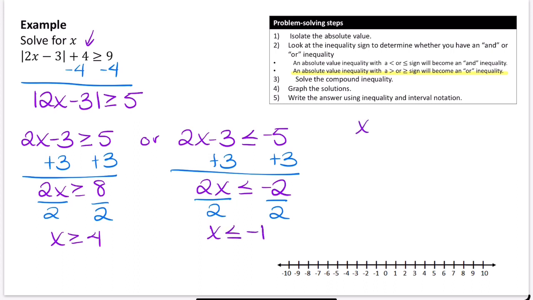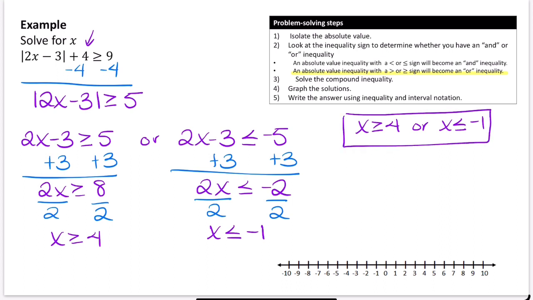So when I write this solution, I'm going to write x is greater than or equal to 4, or x is less than or equal to negative 1, right? So that's my compound inequality. So now I need to go ahead and graph my solutions.